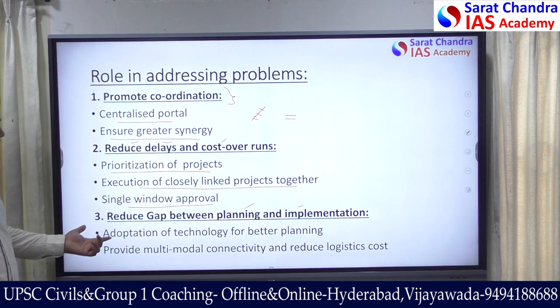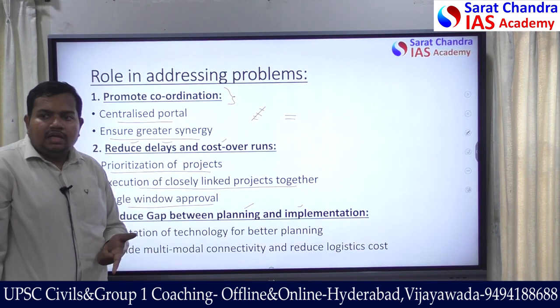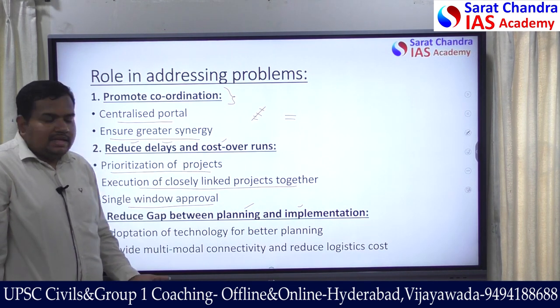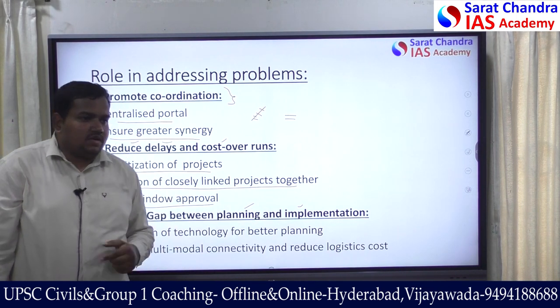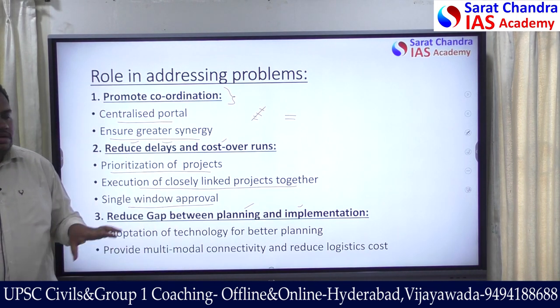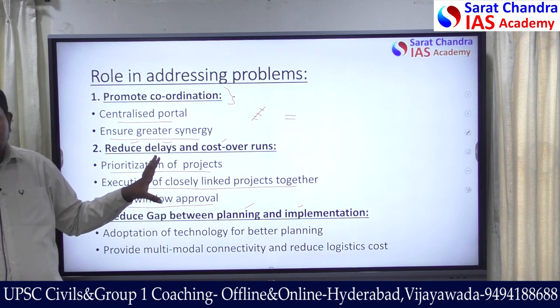So how are we going to do that? Adaptation of technology for better planning. I told you, we are going to use spatial technology. Similarly, provide multimodal connectivity and reduce logistics cost. So these are the problems and these are the solutions in the Gati Shakti master plan.